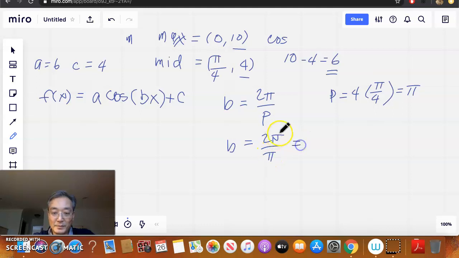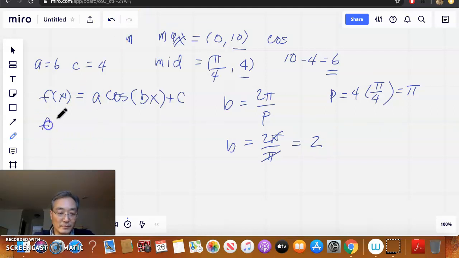And when you do that, these pi's cancel out. That's a pi canceling with that, so my b value is 2. Okay, that's my frequency. Sorry, there's a lot of lag going on right now. So let's write the function.